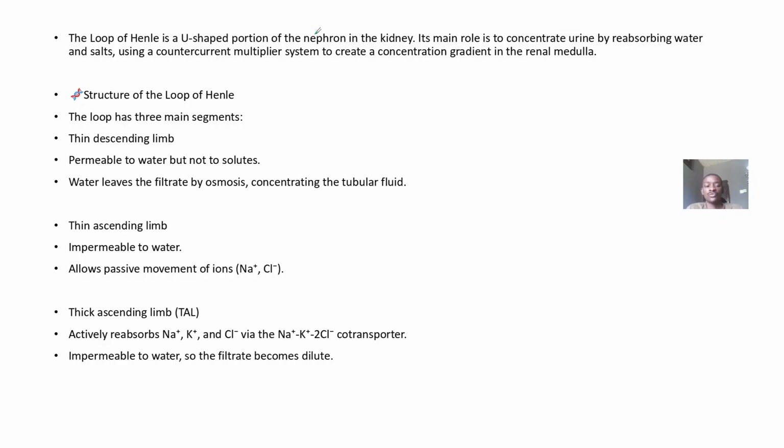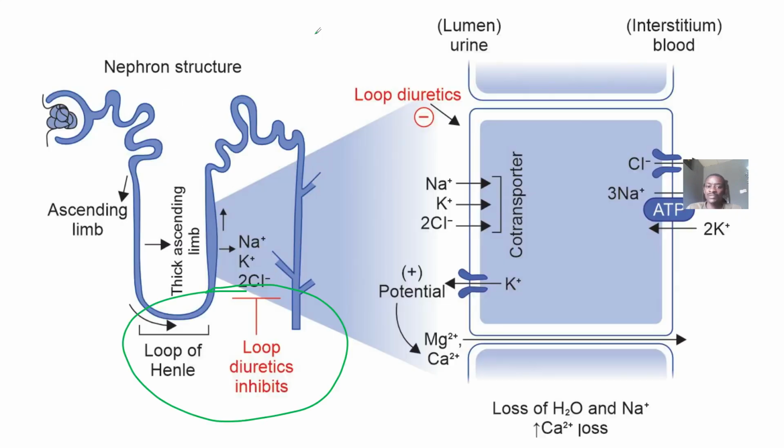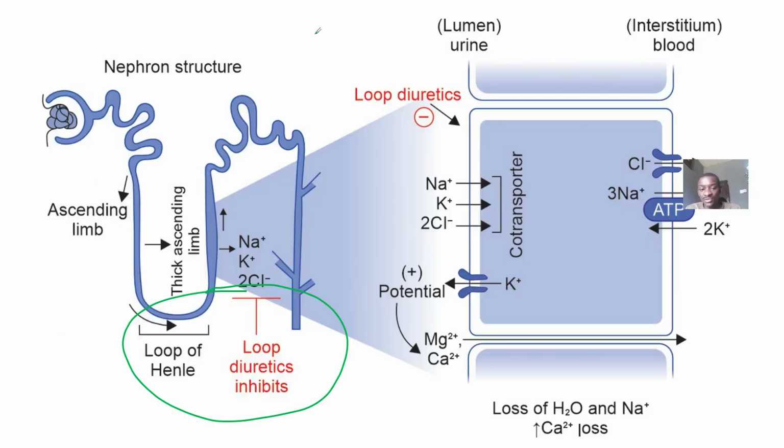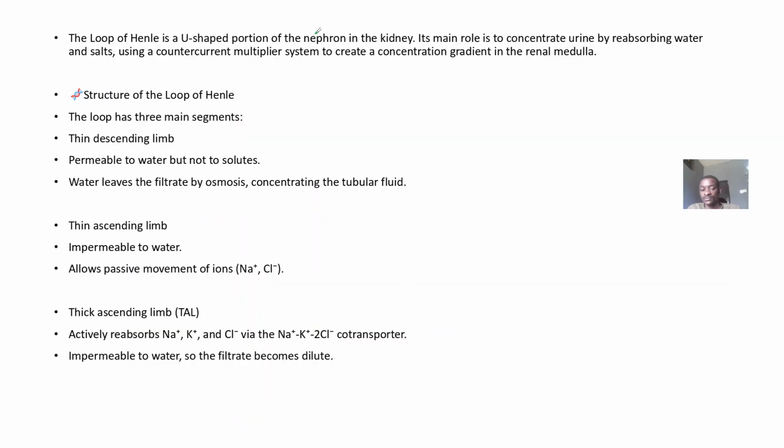Structure of the loop of Henle: it has three segments. We have the thin descending limb, which is permeable to water but not solutes. Water leaves the filtrate by osmosis. Then we have the thin ascending limb, permeable to ions, which allows passive movement of ions. Then we have the thick ascending limb, which absorbs sodium, potassium, and chloride.